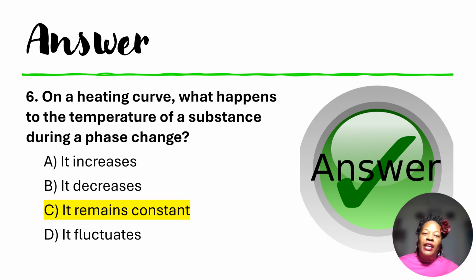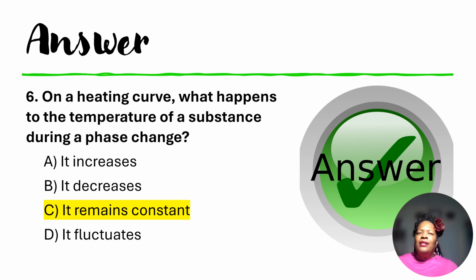If you chose C as your answer, it remains constant, you are correct. During a phase change, such as melting, solid to liquid, or boiling, liquid to gas, the temperature of a substance remains constant. This is because the energy added to the system is used to break the intermolecular bonds rather than increasing the kinetic energy, meaning the temperature of the particles.